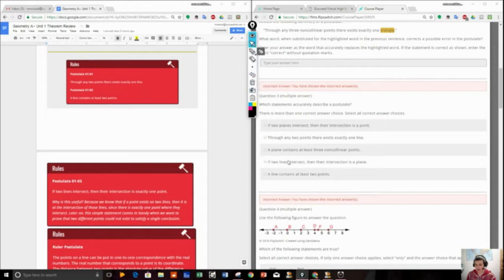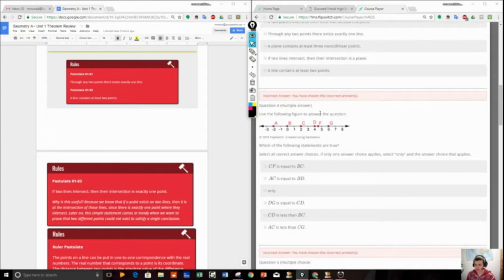Okay, and then question 4. Use the following figure to answer the question. Which of the following statements are true? Select all correct answer choices. If only one answer choice applies, select only that answer choice. So first I'm looking at this number line and I see point A is at -2, point B is at 0, point C is at 2, point D is at 4, point F is at 4.5, and point G is at 6.